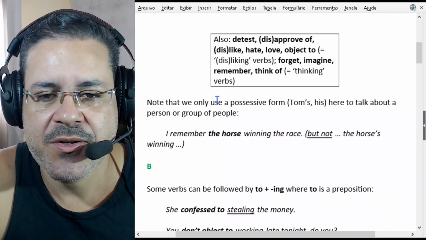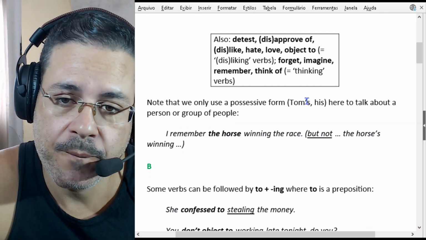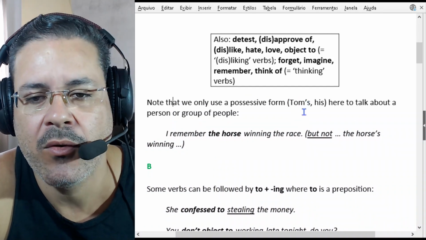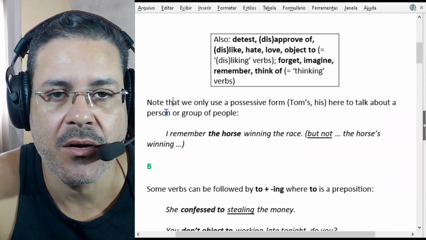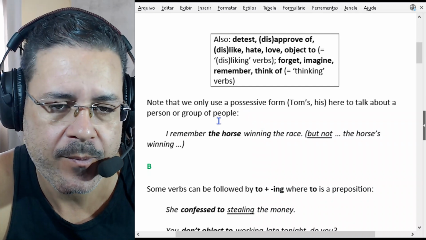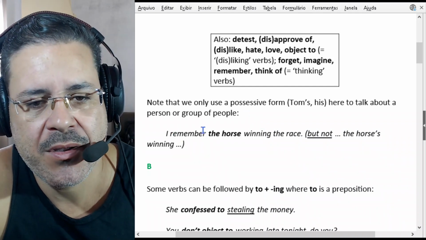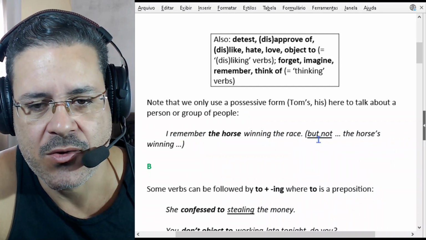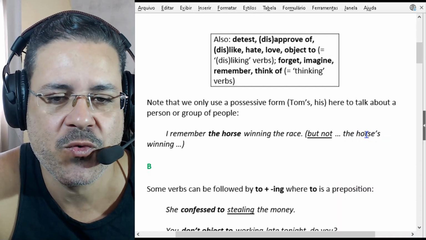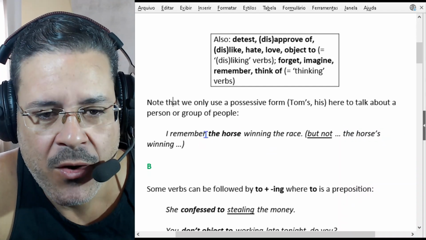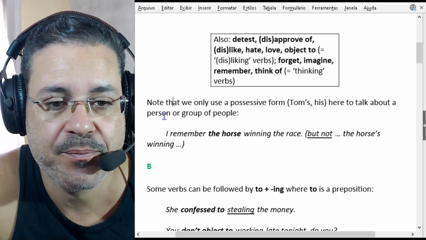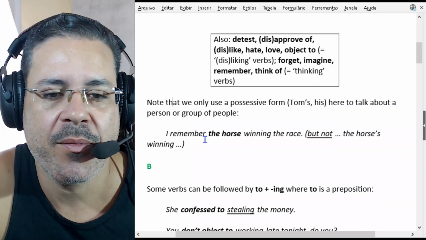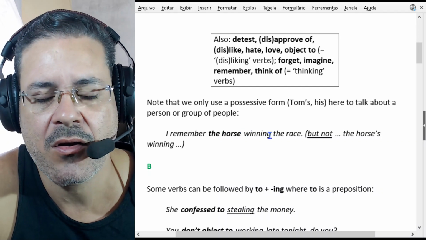We only use a possessive form, Tom's, or his, here to talk about a person or group of people. For example, I remember the horse winning the race. We don't use the possessive here because it's about an animal. We're talking about a person or a group of people in the possessive case. I remember the horse winning the race.